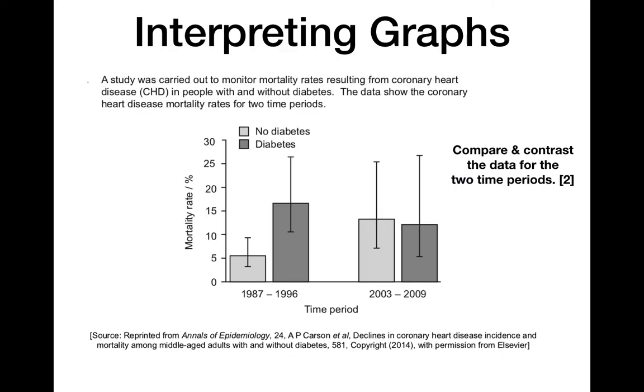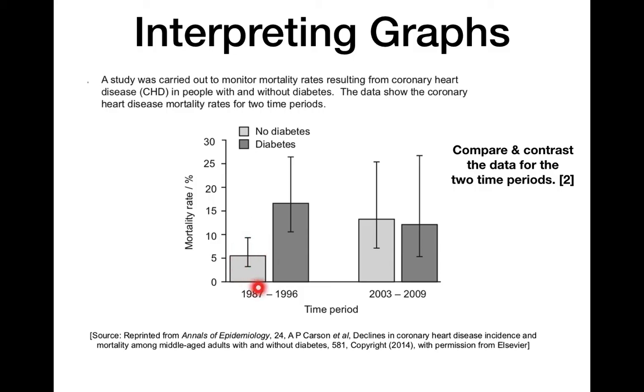Okay, so here we have some graph with some really scary giant error bars. This is an IB exam question. A study was carried out to monitor mortality rates resulting from coronary heart disease in people with and without diabetes. The data show the coronary heart disease mortality rates for 2 time periods. So we have 87-96 and 03 to 09. Look how giant these error bars are. That's crazy. Okay, this one's nice and small though.